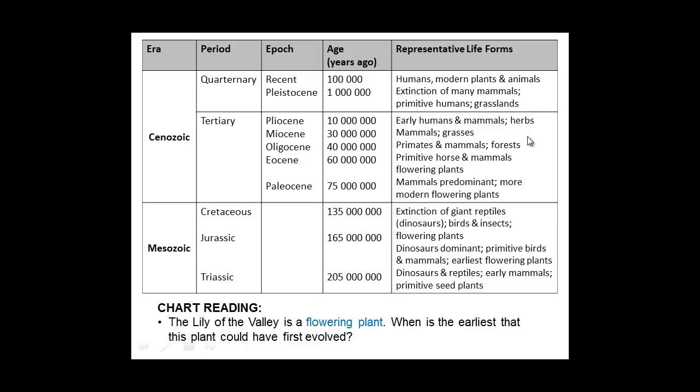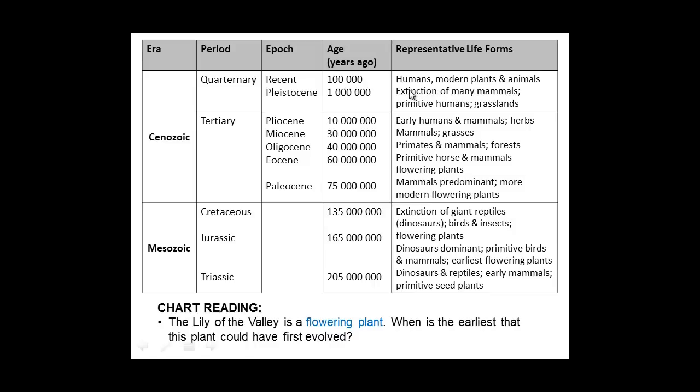Okay, this is a picture of geologic time again. You can see we're starting with the Cenozoic, and way up here we have the humans. The first thing that actually happened in the Cenozoic, we had grasslands, and then we had primitive humans, and then we have the extinction of many of the large mammals.